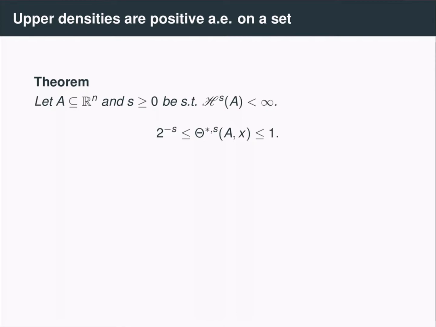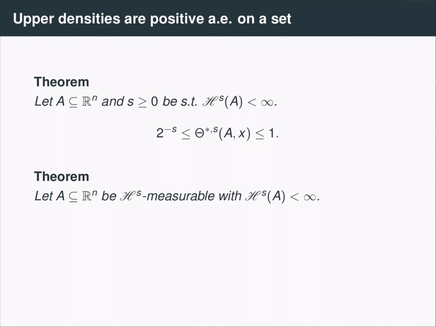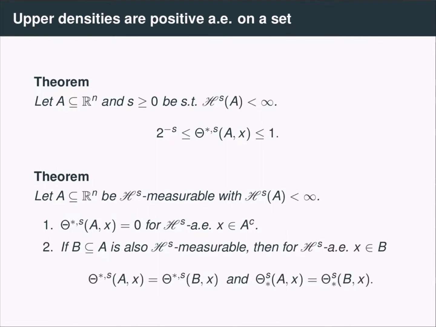What we can establish in general is that upper densities are reasonably behaved. Given a set A of finite s-dimensional measure, the upper densities lie between 2 to the minus s and 1. Moreover, for an H^s measurable set A of finite s-dimensional measure, the upper densities are equal to 0 for H^s almost every x outside the set A. And finally, if we have a measurable subset B of A, then the upper densities and also the lower densities of these two sets agree almost everywhere in the set B.